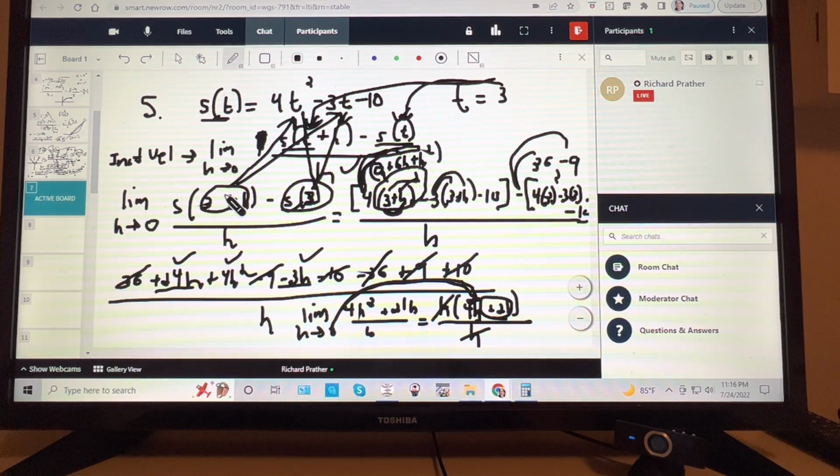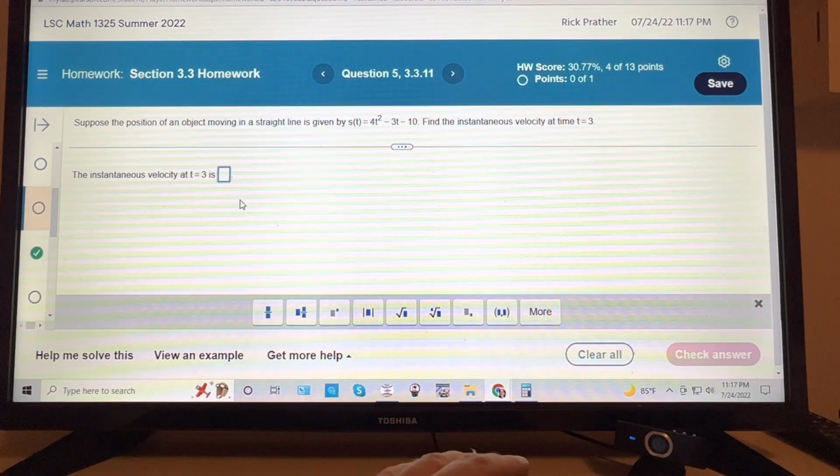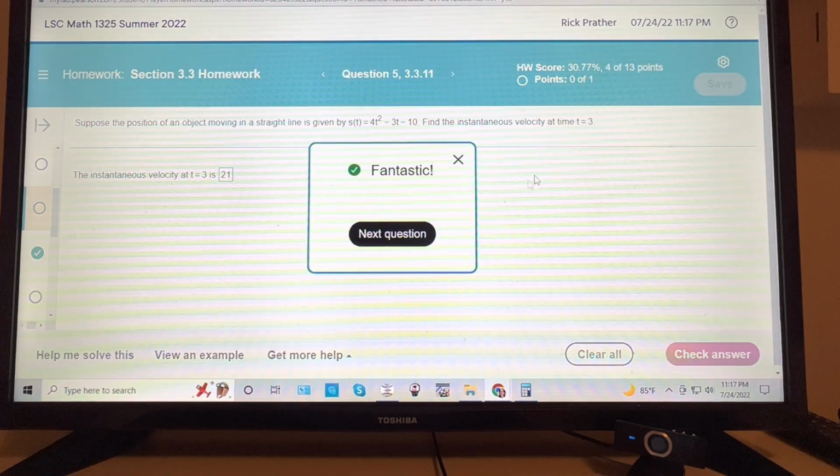So that's what's strange, is that the hardest parts of calculus often are all the algebra and maybe the trig stuff you have to do. This class doesn't have a lot of trig to it, but it's hard to get to the calculus part of it sometimes. So 21 is the instantaneous velocity of that object at time equals 3.